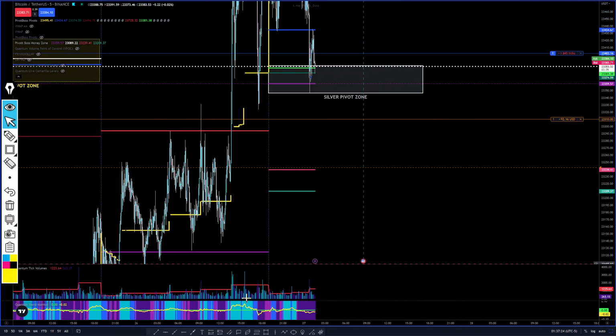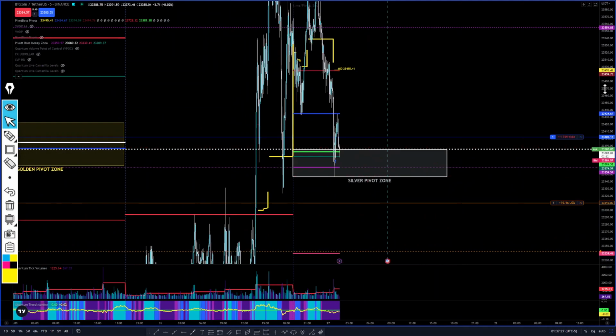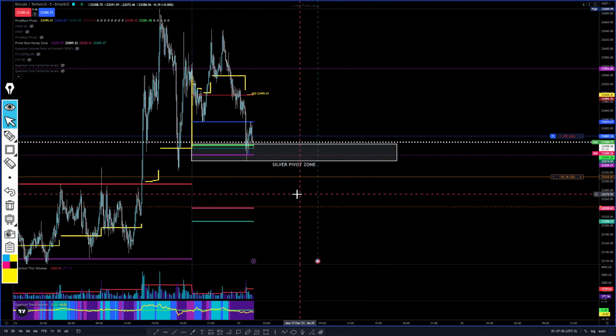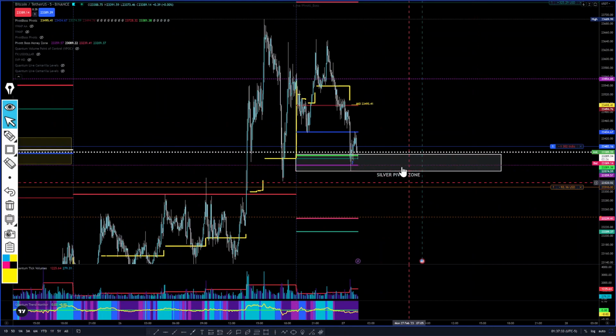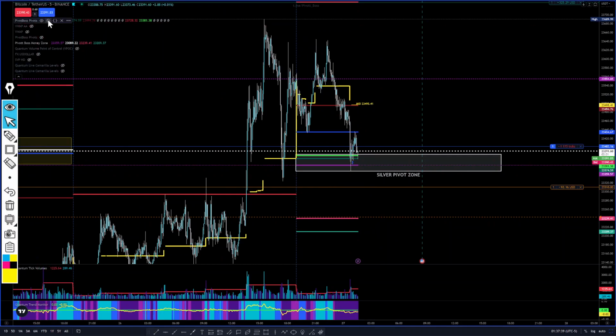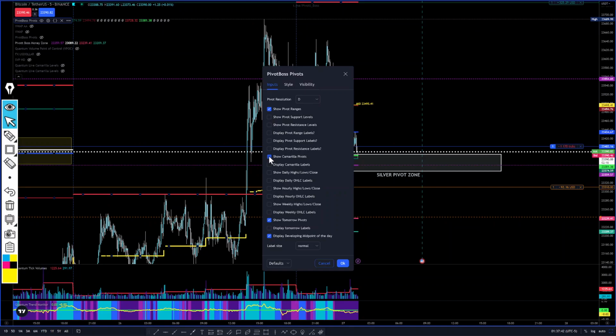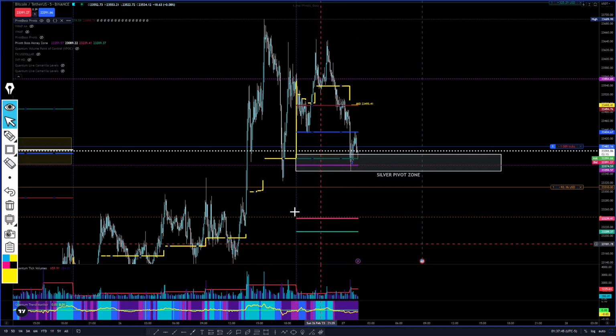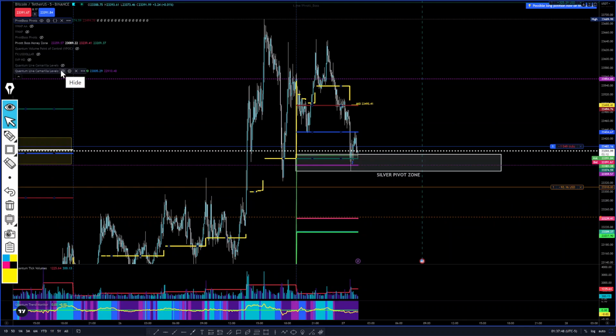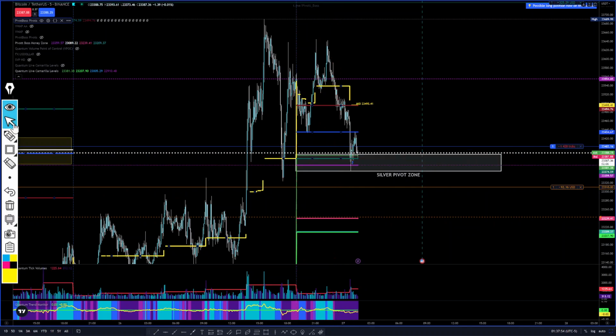So anyway, getting back to current price action, I actually call this one a silver pivot zone. Let me take this off, I don't want to see the Camarillas on this, I have a separate indicator for Camarillas. This is the Camarilla S3, that green line right there. Camarilla S3 is at 23,381.38, and that's that green line right there.